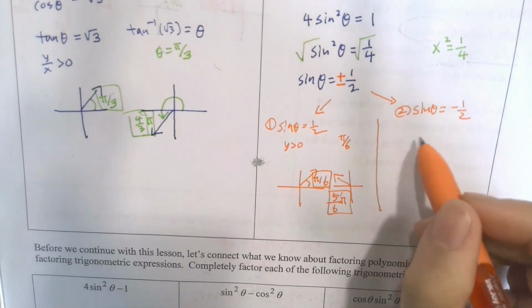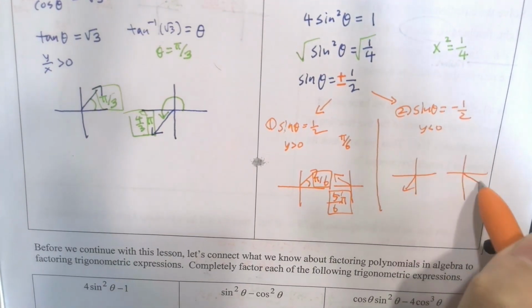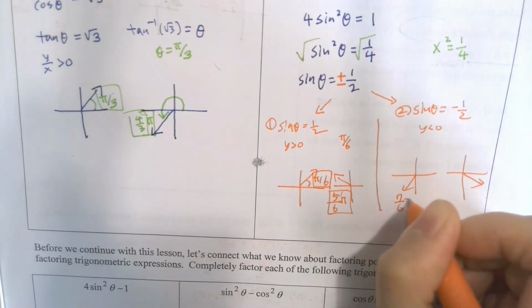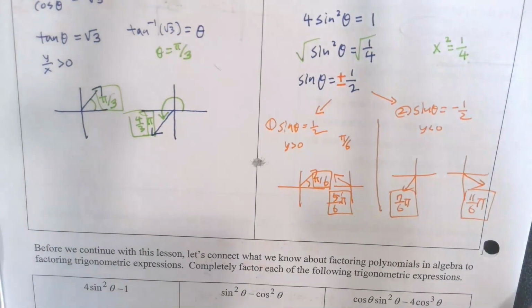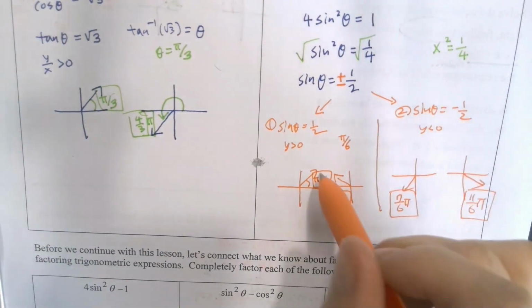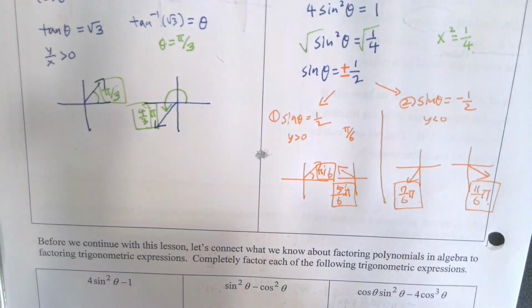You also need to do it over here. Y is negative, that means third and fourth quadrant. That's 7/6 of pi on the unit circle. That's 11/6 of pi on the unit circle. So how many answers are there? 1, 2, 3, 4. 4 answers. Is that possible? Yes, it's possible.